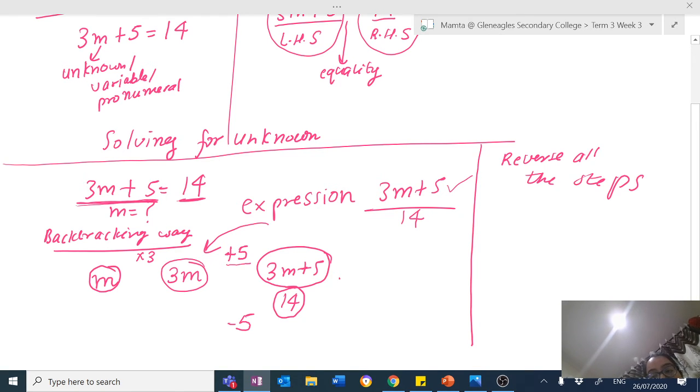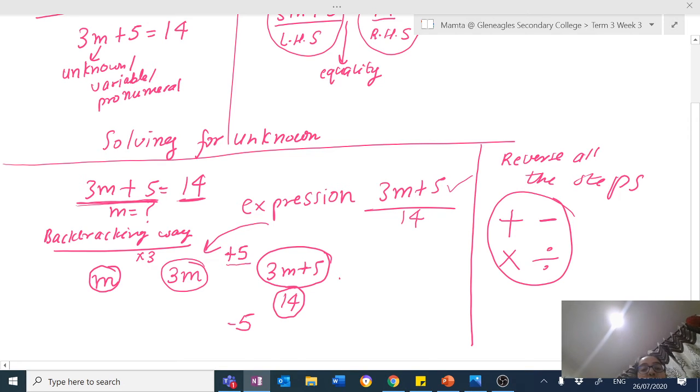Okay? So mathematically, if I'm adding, I will take away. If I was multiplying, I will divide. You need to keep this in your mind forever now. If you are adding, you need to take away. If you are multiplying, you need to be dividing now. All right?